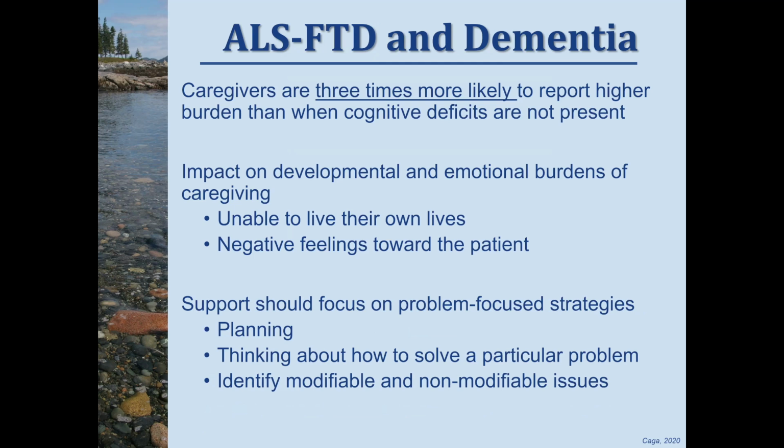There's an emotional burden to caregiving as well. Patients are unable to live their own lives. There are negative feelings towards the patient who can't do anything for themselves or is not the person they married or who they knew growing up. So there really needs to be a lot of support for the caregivers, and the support really needs to focus on planning. These are things that are not changeable, but how do we plan for them? Look at particular problems. What are those things that we can solve today or make a little bit better today? And then identify what is modifiable and what is not modifiable.